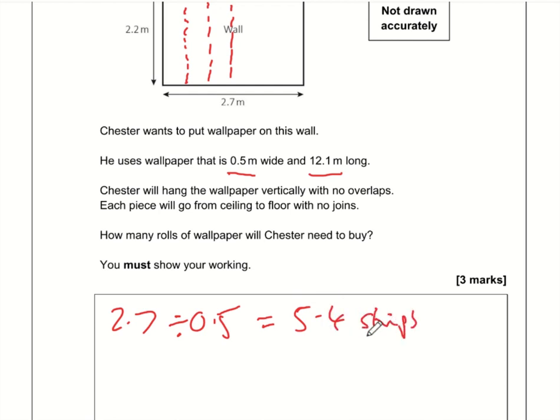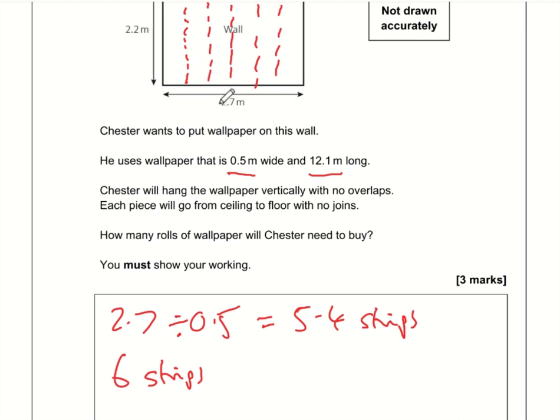Now, we can't have 0.4 of a strip. Either it's a strip or it's not a strip, so we'll call that 6 strips. Okay, so 1, 2, 3, 4, 5, 6, and this final strip will just be a little bit thinner than all of the others. But we've covered this whole 2.7 metres.